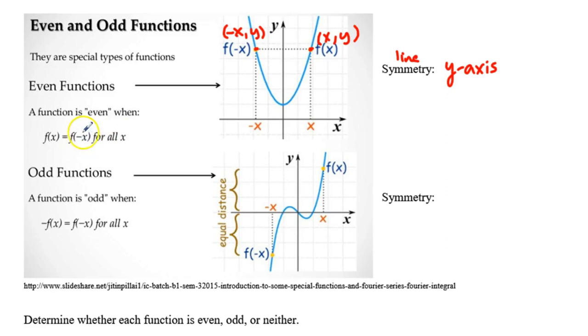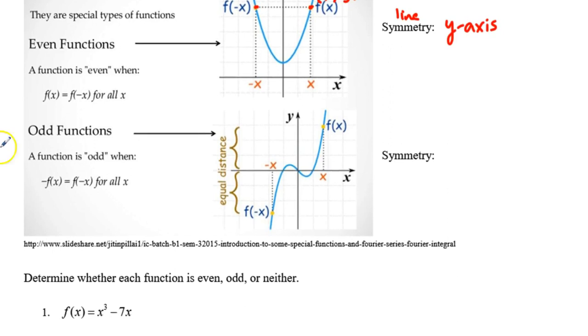If I sub in negative x for x into the function, for example, I've got some functions below here, am I going to get the same thing as the original function? Well, the other type of classification we have is odd. Odd has 180-degree rotational symmetry about the origin.